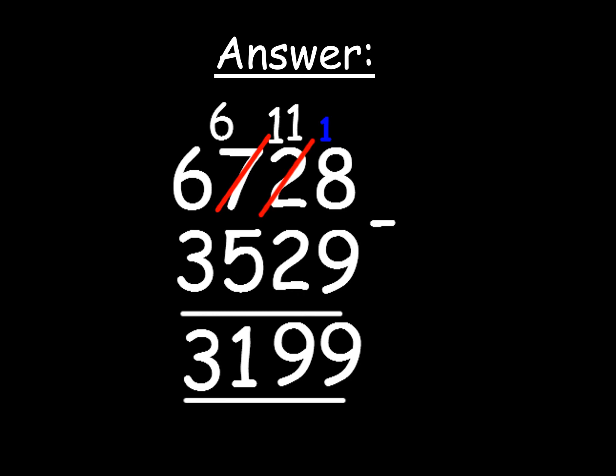Now in the tens column, I had 1 take away 2, which again I can't do. So I'm going to borrow from the hundreds column. So I put a line through the 7, changed it to a 6, carried that 1 back over. So now I've got 11 take away 2, which I can do. 11 take away 2 equals 9. 6 take away 5 equals 1. And 6 take away 3 is 3. So the answer is 3,199. Hopefully you got that one correct too.